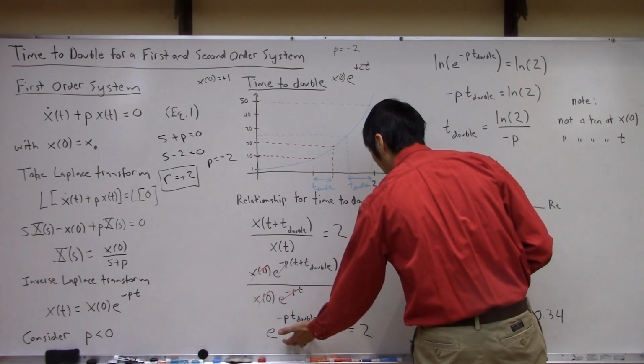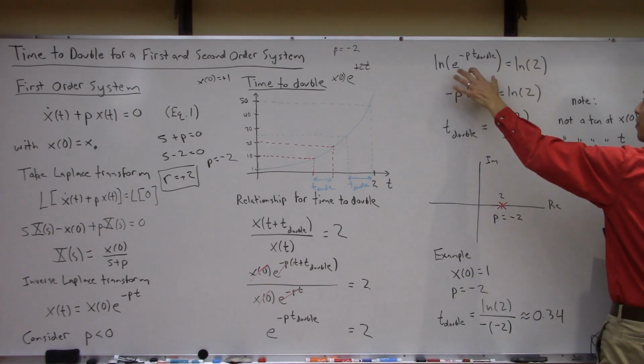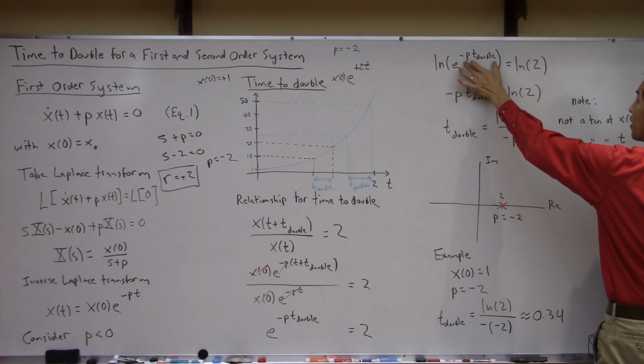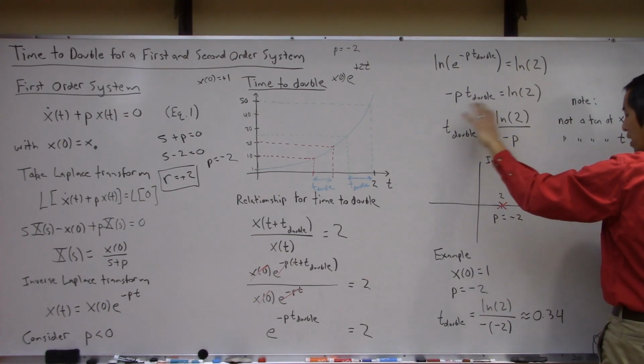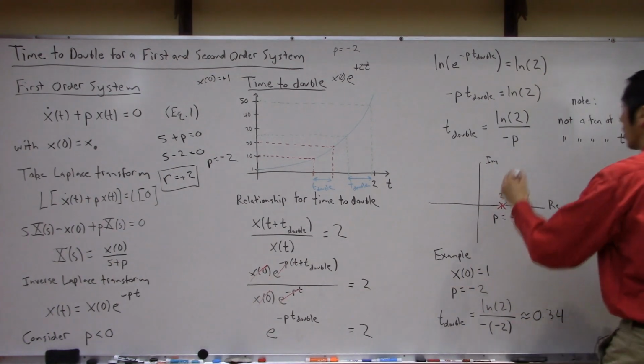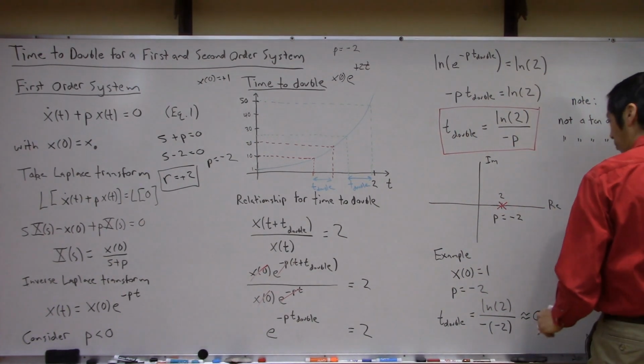So just take the natural log of both sides, right? You take the natural log of both sides, you get this, and then the stuff in the exponent just comes down. Now I go ahead and solve for t double, and you end up with this expression, right? So here we go. This apparently is the time it takes to double, okay?